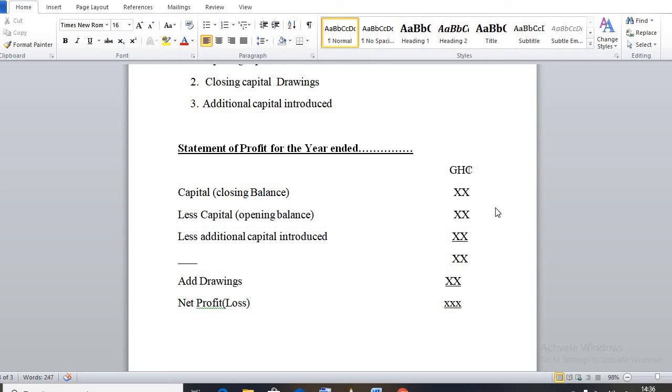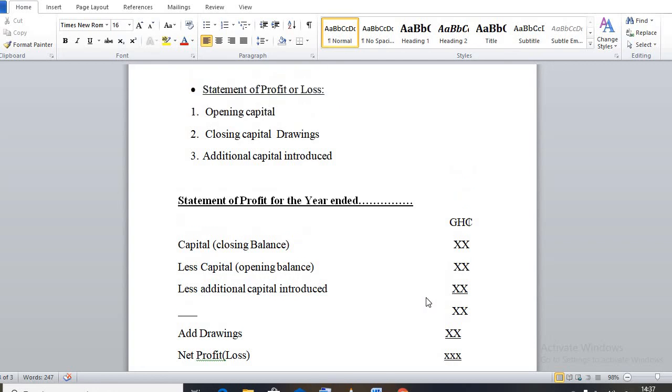So when you do all this computation, the figure that you get, if it is a positive figure, it means we've gotten a profit at the end of the period. If it is a negative figure, then we've gotten a loss. Okay, so if it is a loss, you see it in a bracket. In accounting, if you see a figure in bracket, it means it is a negative figure.